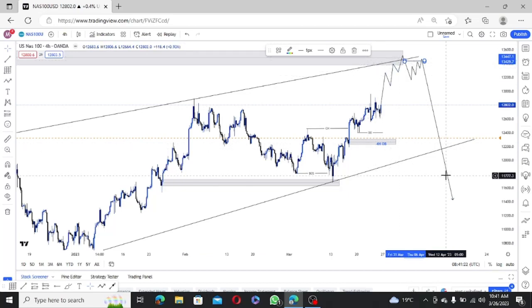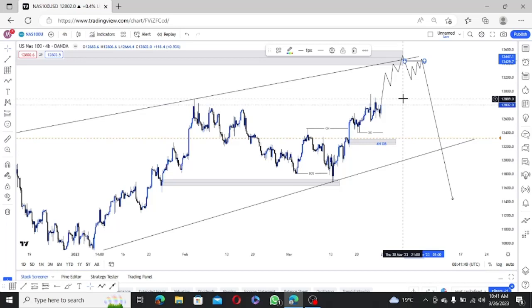If we don't get those patterns, we're going to be waiting for change of character. We're going to be waiting to identify new order blocks that we can take advantage of, and then we're going to be looking for something like this on Nasdaq. So this was Nasdaq, looking really good for the coming week. I really hope you guys will be able to take advantage.